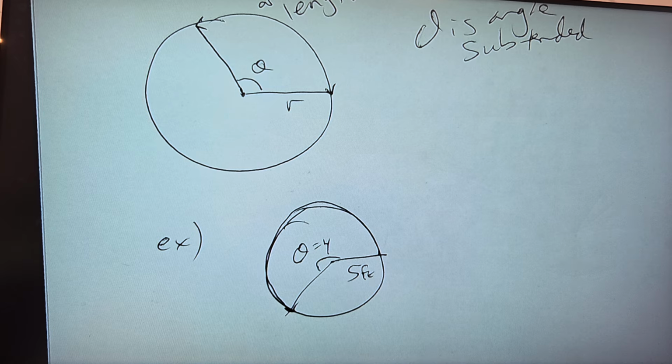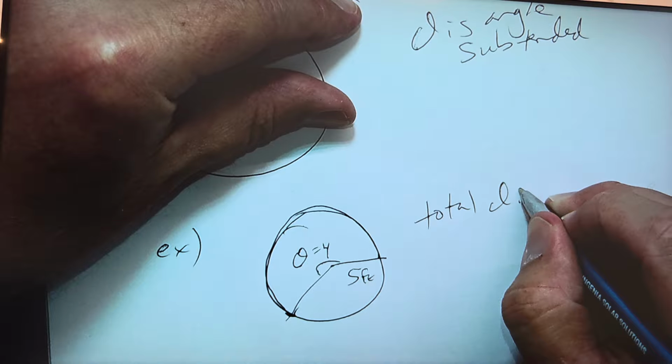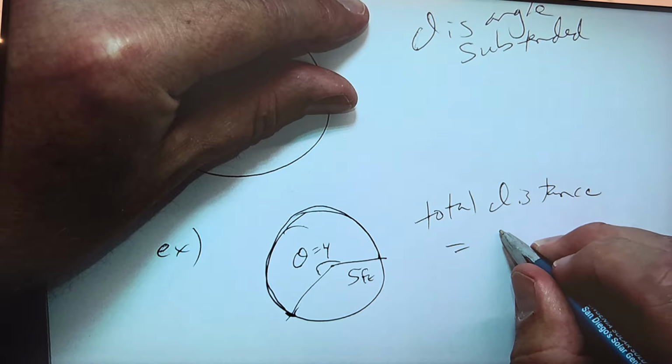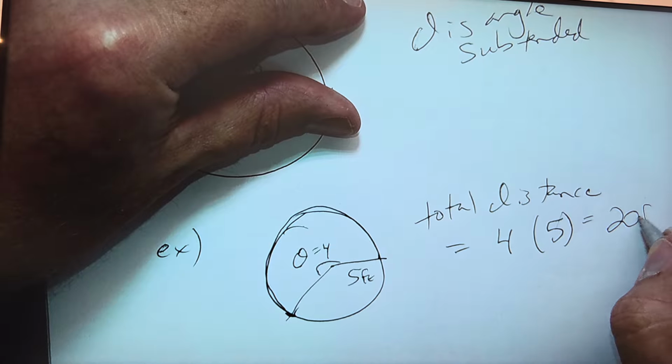You have to bring in the fact that it's a number of radiuses. That's the important thing. So how many radiuses worth did this person walk? 4. And how big is each radius? 5. So how much total distance did they walk? 20 feet. So if I want to know the total distance walked, I would take theta 4 times r 5. Get 20 feet.